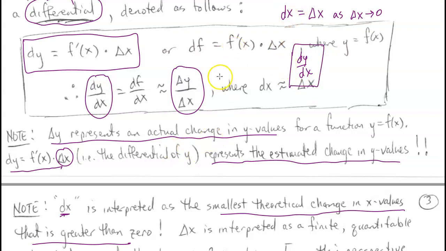When we replace dx with delta x, what we're saying now is that we're looking at a change that is not the smallest theoretical change. And because it's not the smallest theoretical change, our exact calculation now becomes an estimate. That's why when we say the differential of y represents an estimated change in the y values, that's why we say that.